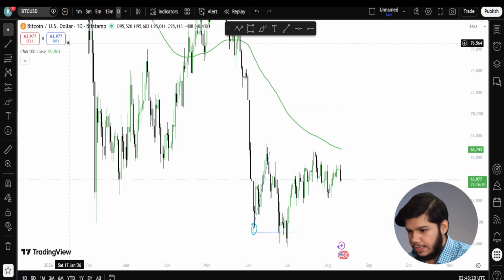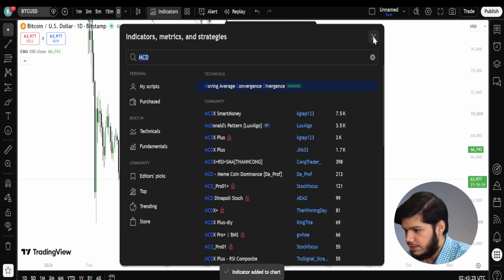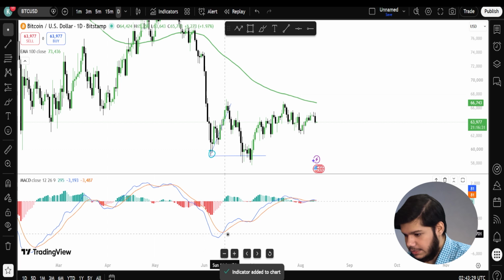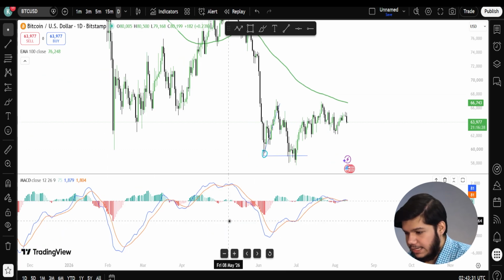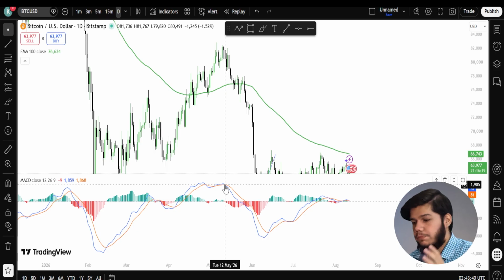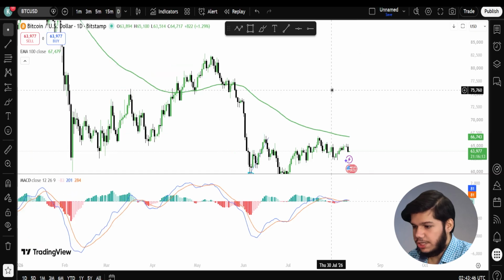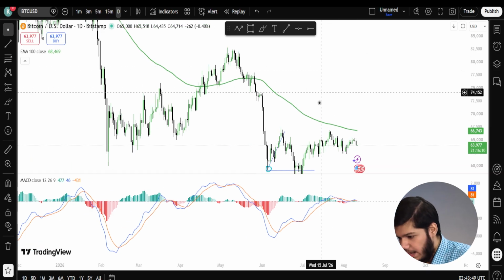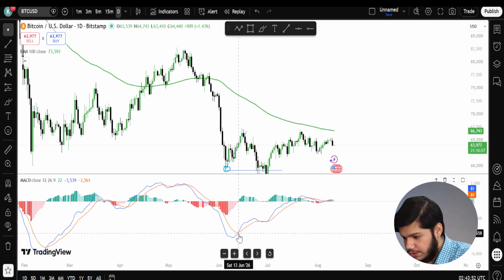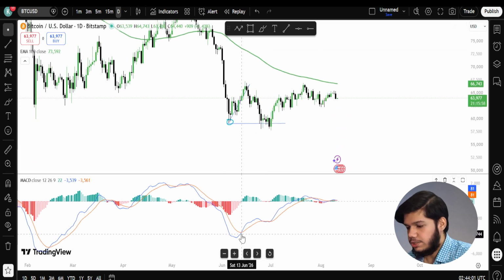Now let me apply another indicator, which is MACD, moving average convergence divergence. All right, so here is our classic MACD. What MACD does is, whenever the orange line and the blue line cross over, when the orange crosses over the blue from above and shows red volume, it means the trend is potentially turning downside. And whenever the orange goes below the blue line and shows green volume, it means the price has potential to go upwards.